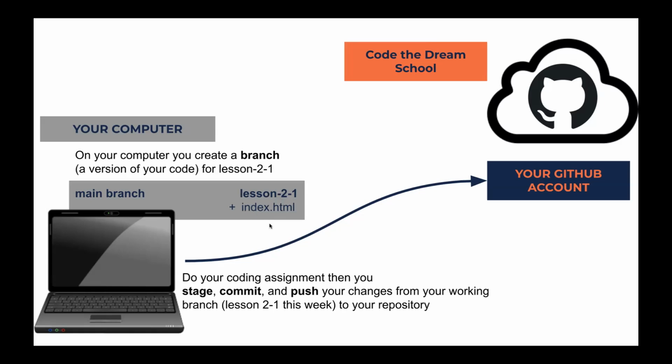And then from there, when you create the branch, you're going to make your code changes. You're going to commit them, and then you're going to push them up to GitHub so that they are available to everyone on the internet, or namely your assignment reviewers.